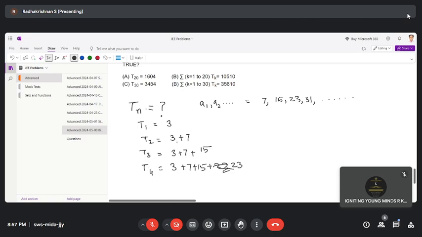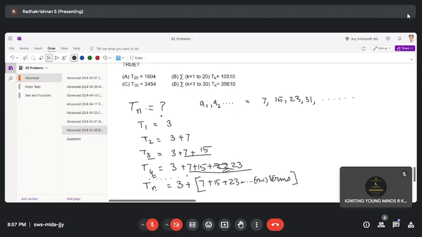So you see that Tn goes like this. This 3 is going to come. 7 plus 15 plus 23, it keeps going like that. T4 means there are 3 terms: 7, 15, 23. T3 means after the 3, there are 2 terms, 7 and 15. So Tn means this 7 plus 15 plus 23 and so on, with n minus 1 terms. Correct? So this is your expression for Tn.